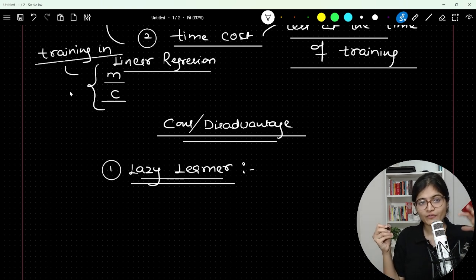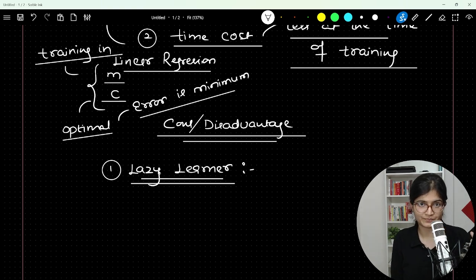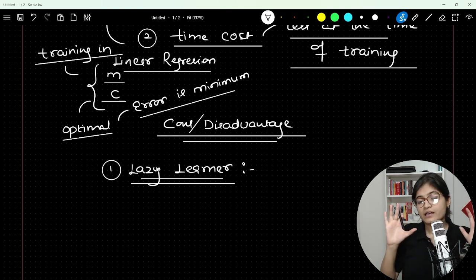So if you observe, when I was saying that your model is training in linear regression, it is trying to find the optimal value of M and C. Optimal value means where the error is minimum. That is where we understood the complete concept of gradient descent. We understood that when the model is training, it takes time so that it can reach the global minima where the error is minimum. That is where we get the value of M and C. Make sense? Now, the same picture is not there in KNN.